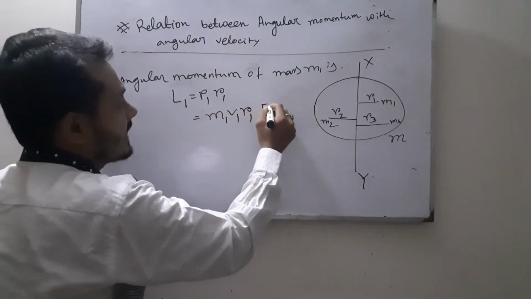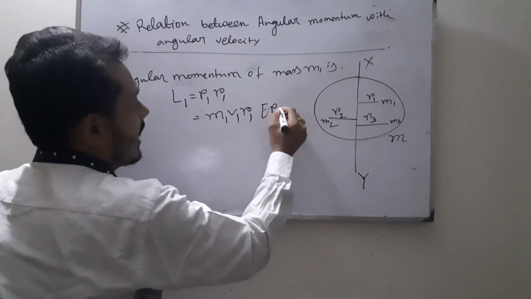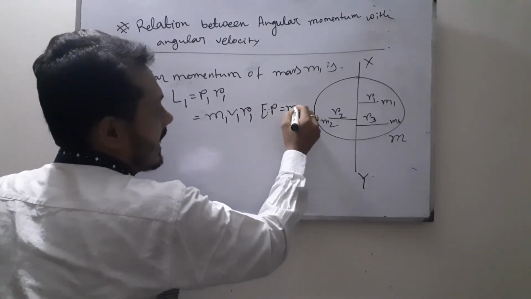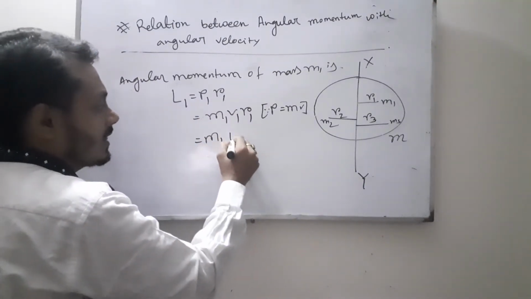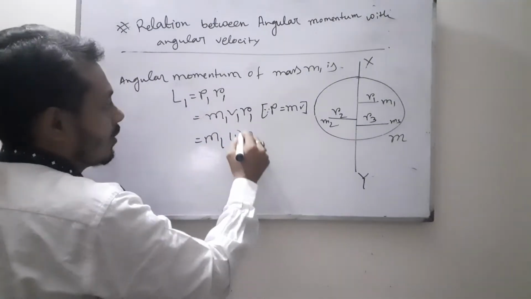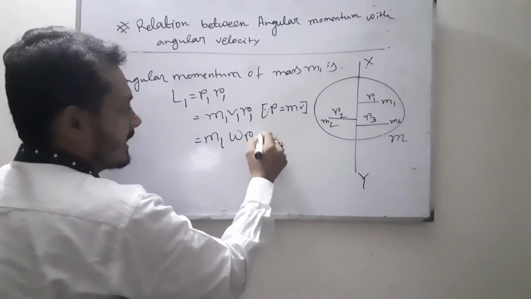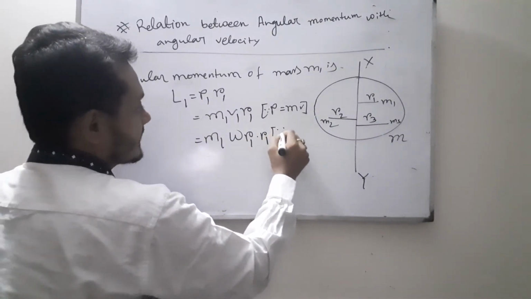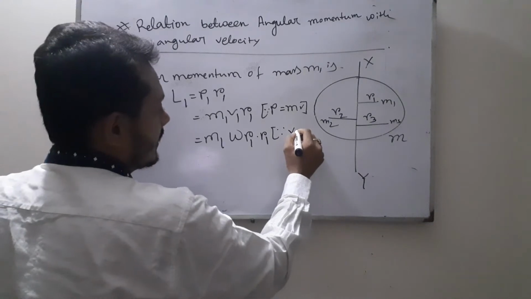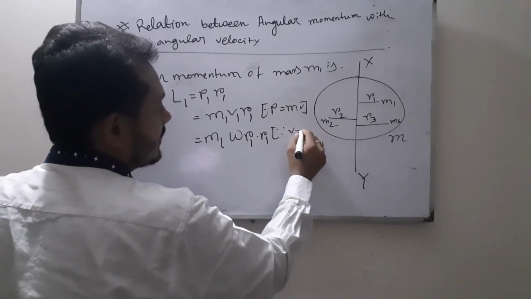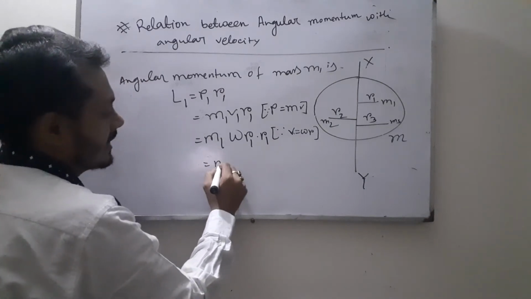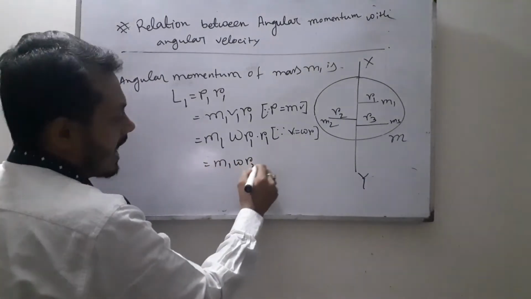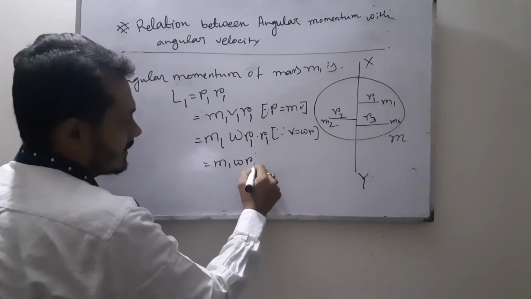As a side note, P equal M V. Again, we know that V equal omega R. So V1 equal omega R1, and L1 equal m1 v1 into R1. Again, as a side note, V equal omega R. So finally, we got L1 equal m1 omega r1 square.